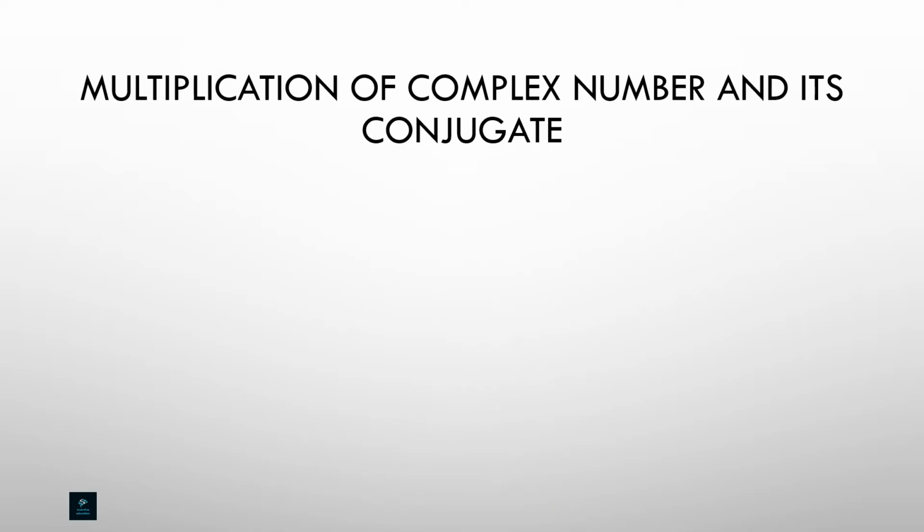In the previous video, we gave a statement that the product of a complex number and its conjugate is equal to the square of the modulus of the complex number. Now we can prove that statement. Suppose that the complex number is a plus ib, then its conjugate z bar is a minus ib. Therefore, the product of z and z bar is equal to a plus ib times a minus ib.